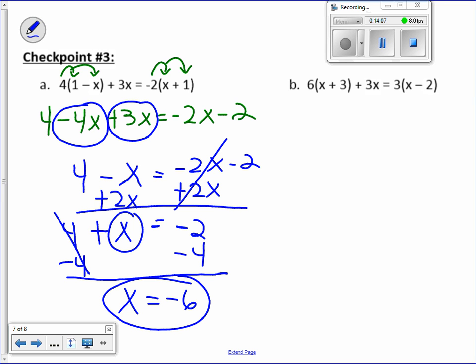I think we're at 14 minutes. I'll go ahead and let you guys work out that next checkpoint. And this is our lesson for today on multi-step equations.